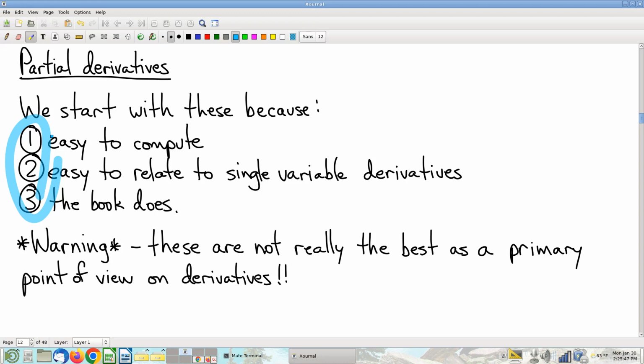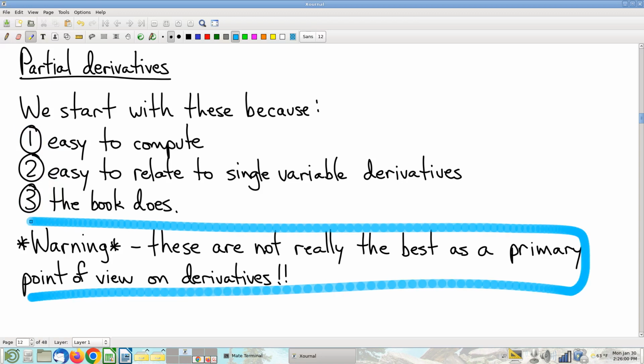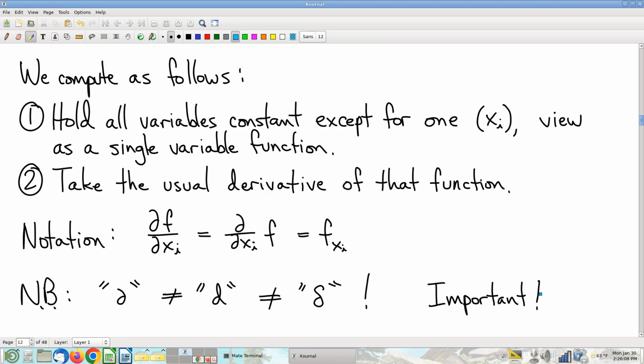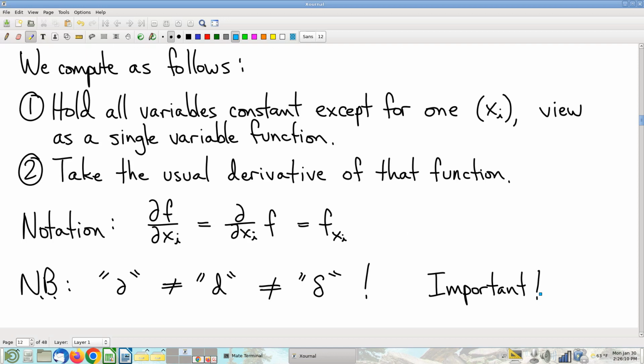So this is an ultimately natural first step, but we're going to soon see that there's a much better thing that we could do instead. So anyway, please do not hang your hat on partial derivatives as being the cornerstone idea of multivariable derivatives. They're really not. Okay, so anyway, here's how you compute them. This is kind of arbitrary seeming, but ultimately it's going to be really convenient.